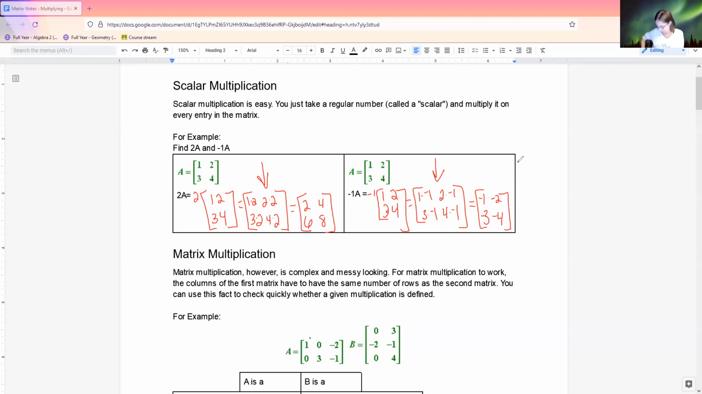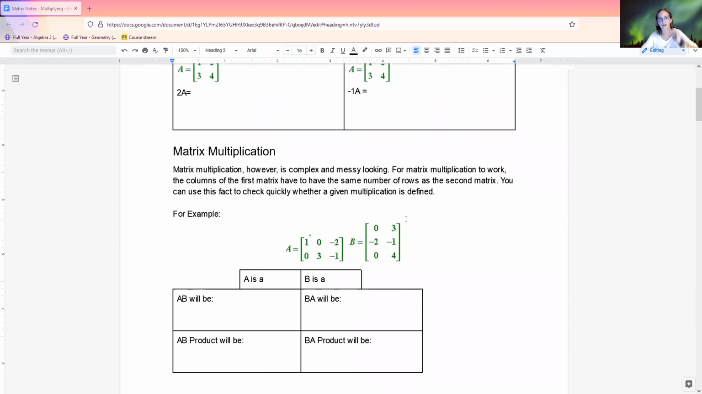Moving on. So now you've got scalar multiplication. That's the easy part, okay? Because scalar multiplication kind of looks like distribution across parentheses, kind of like you did with regular numbers maybe last week or so. So I'm going to clear my drawings. I'm going to move on to matrix multiplication.